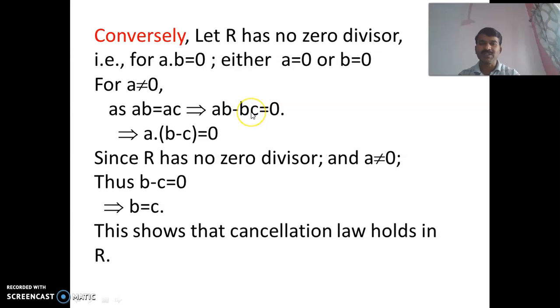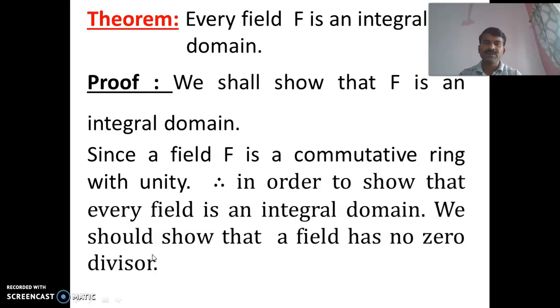So A dot B minus A dot C equal to 0, that is, A times (B minus C) equal to 0. Since R has no zero divisor and since A is non-zero, B minus C equal to 0, which implies B equal to C. This shows that the cancellation law holds in that R. Next we shall see the properties of integral domain.